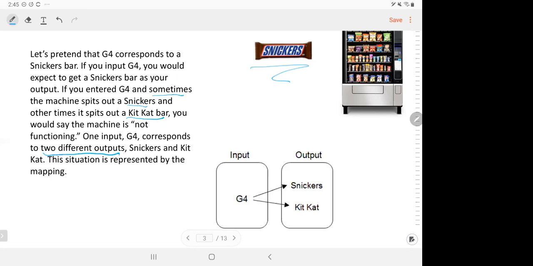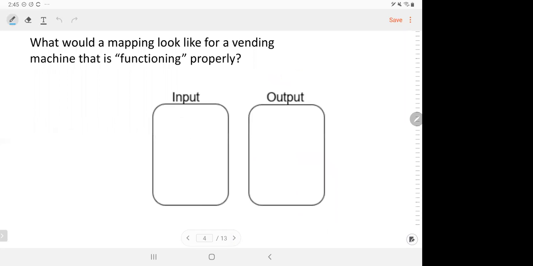This situation is represented by the mapping. This is what we call the mapping here. So this situation is not a function because one input corresponds to two different outputs. I'm going to write that here, not a function. The machine would not be functioning properly here.